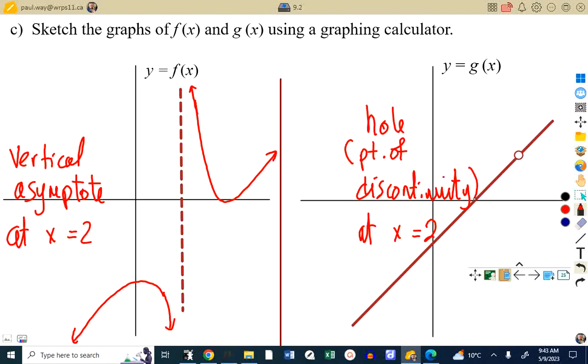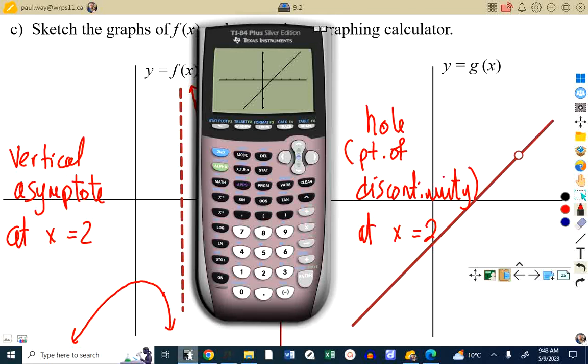What's the y coordinate of that hole? Like, I want to see if you can wrap your head around this. When I go trace 2, there is no y coordinate on the graph, right? Because at 2, there's no point on the graph. But the hole itself has coordinates. The hole is located at x equals 2. What is the y coordinate? Miles? 1. Why do you know it's 1?